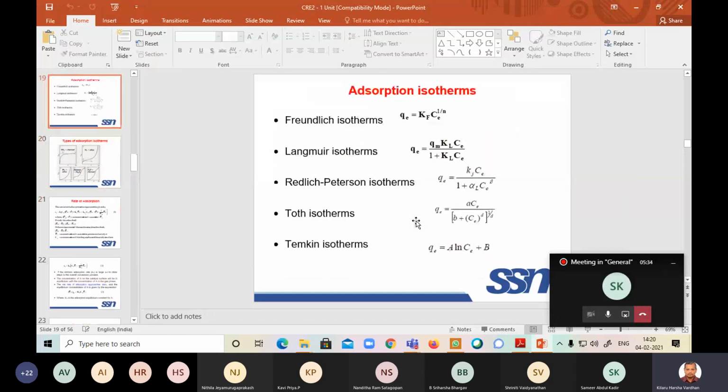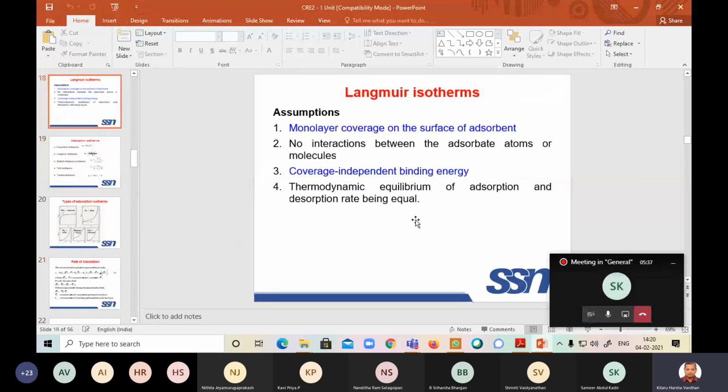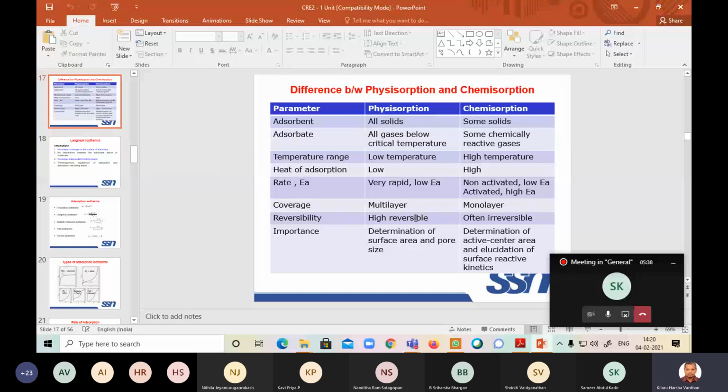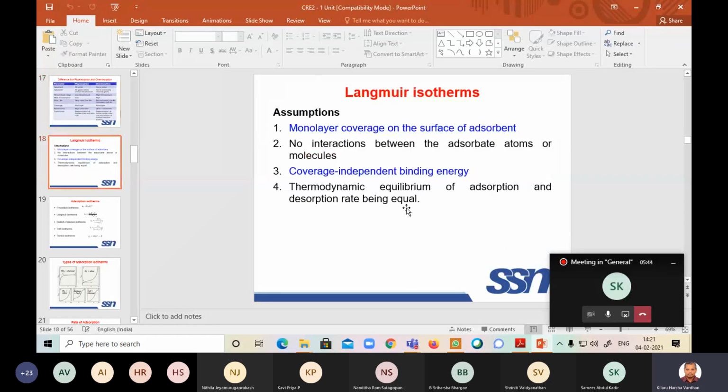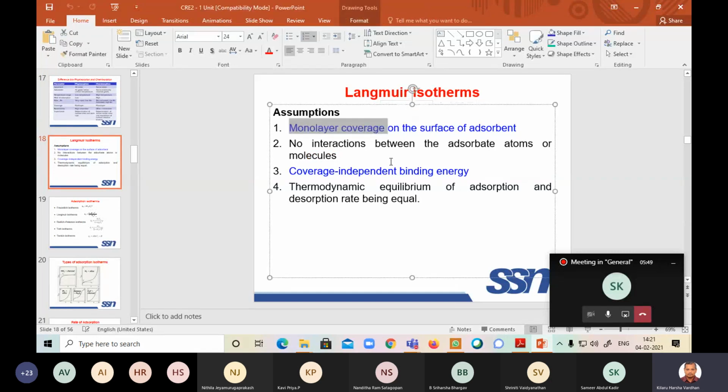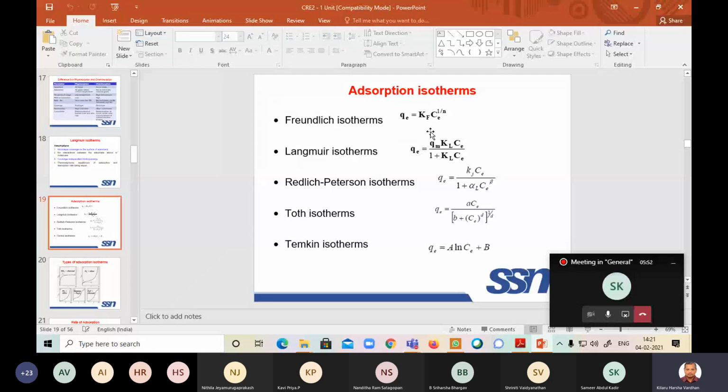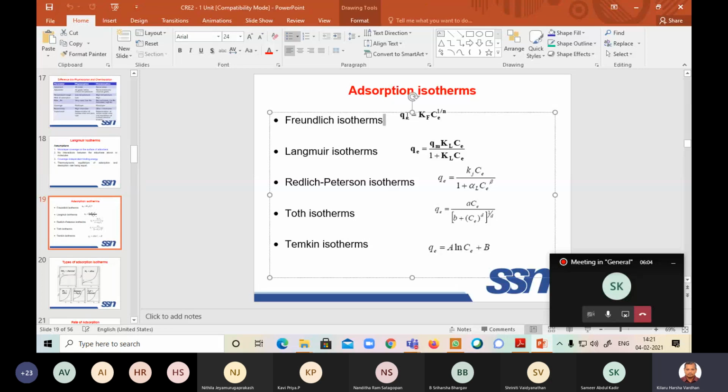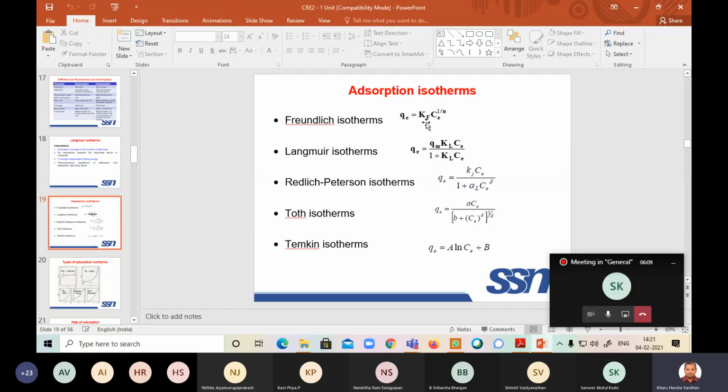So this morning we were discussing the isotherms, the physisorption and chemisorption options, and the difference between them. One important thing in any isotherm is the monolayer coverage. Then different authors gave different isotherms. Again, everything is based on Qe versus Ce: how much is getting adsorbed and what is the equilibrium concentration.